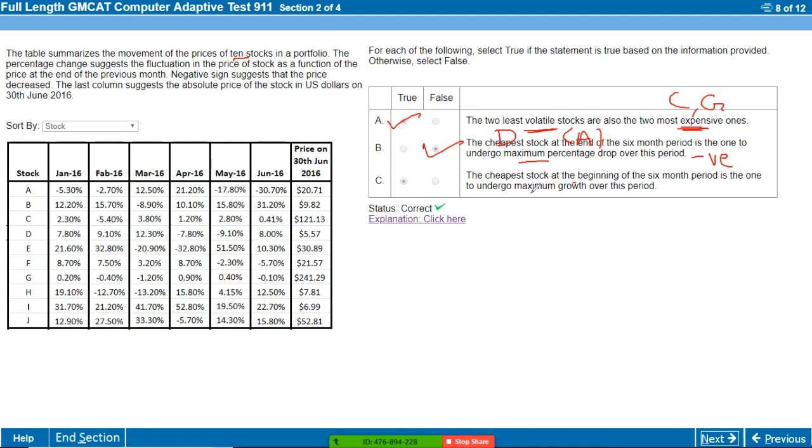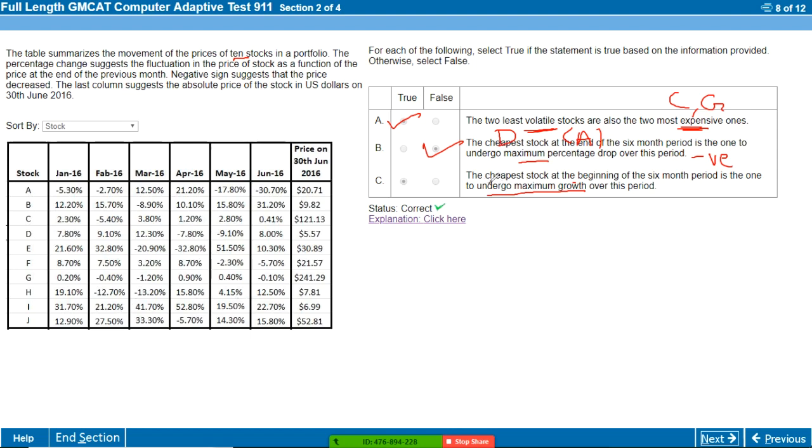For the last statement, the cheapest stock at the beginning of the 6 month period is the one to undergo maximum growth. It is easiest to find the stock that is undergoing maximum growth, because we need to find the one that has very high positive values. Look at this stock I. All six values are positive, all are double digit numbers, and very, very high double digit values. Clearly stock I is the one to undergo maximum growth.